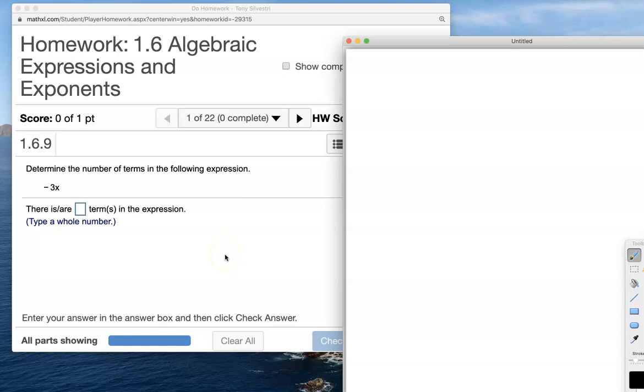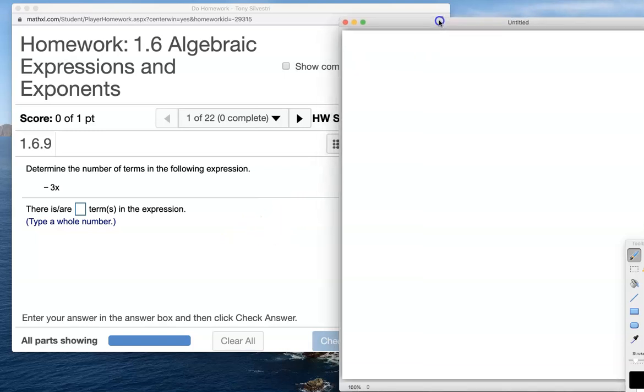And hello there, section 1.6 here, and we're going to talk about algebraic expressions and exponents. I don't think we've seen an exponent yet in this course, and we're going to talk about it now. But before we talk about that, the first part of this homework is going to be translating words into mathematical expressions that we can manipulate.